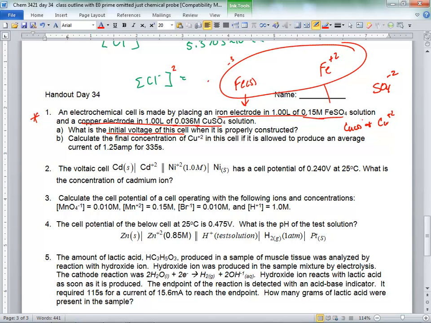Well, yeah, you want the most positive end result. But the one that you flip is the E0 that's the most negative. So you're going to look up these two half reactions and flip the one that's the most negative. So how are you going to get the initial voltage then?